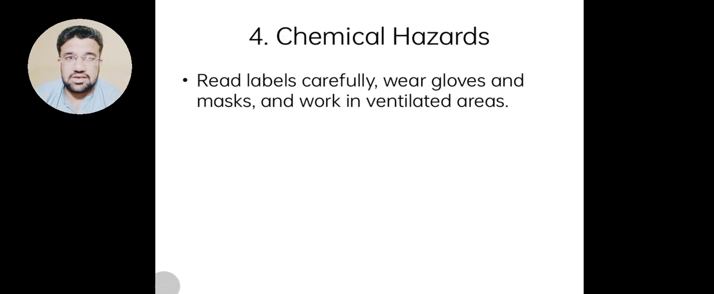Fourth is chemical hazards. Read labels carefully, wear gloves and masks, and work in ventilated areas. Whenever we deal with chemicals, there is the MSDS, Material Safety Data Sheet. You have to study the MSDS of the chemicals to know what hazards there are. If the material is corrosive, how to handle it, how to shift it from one place to another, and what corrective actions are required, everything is written in the MSDS.